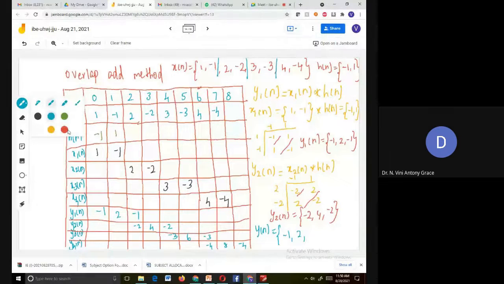Then what you have to do? You have to add. You have an overlap here, so add these two. Likewise, you have an overlap here. Add these two. What is the final answer now? -1, 2, -3, 4, -5, 6, -7, 8, -4.